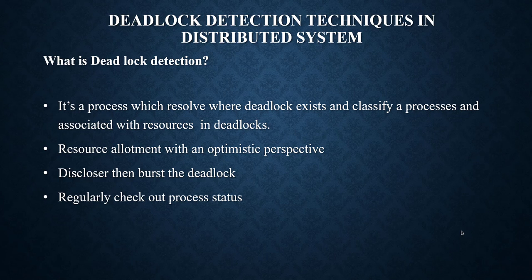So what is deadlock detection? Deadlock detection is the process of determining that a deadlock exists and identifying the processes and resources involved in the deadlock. Basically, the idea is to check the allocation against resource availability for all possible allocation sequences and determine whether the system is in a deadlock state. And let's move to the next slide.